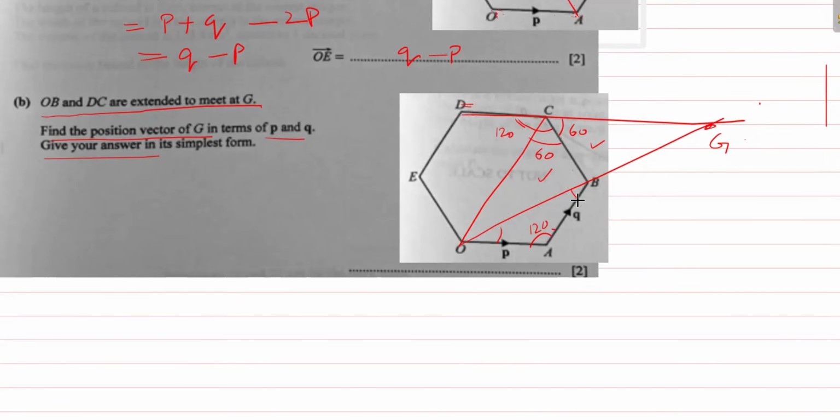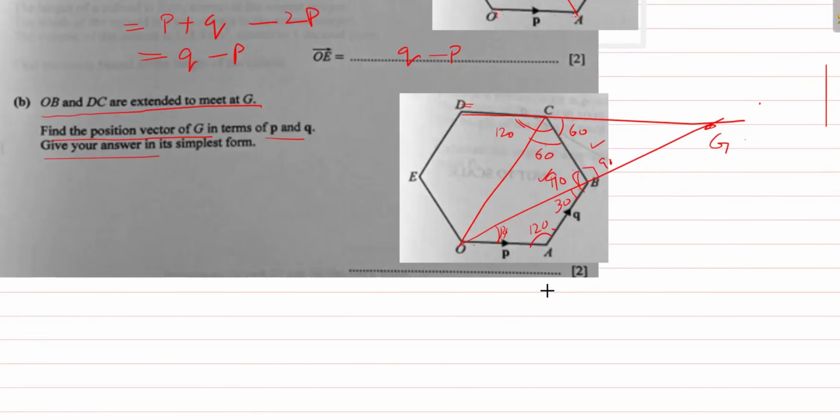The lengths of OA and AB are equal in a regular hexagon. Therefore, the angles on BO will be the same. Therefore, this angle would be 30. And this total angle is 120, so the remaining angle will be 90. And this angle CBG lies on the line OBG. Therefore, this angle will also be 90. And two angles are equal. Therefore, these two triangles will be similar.